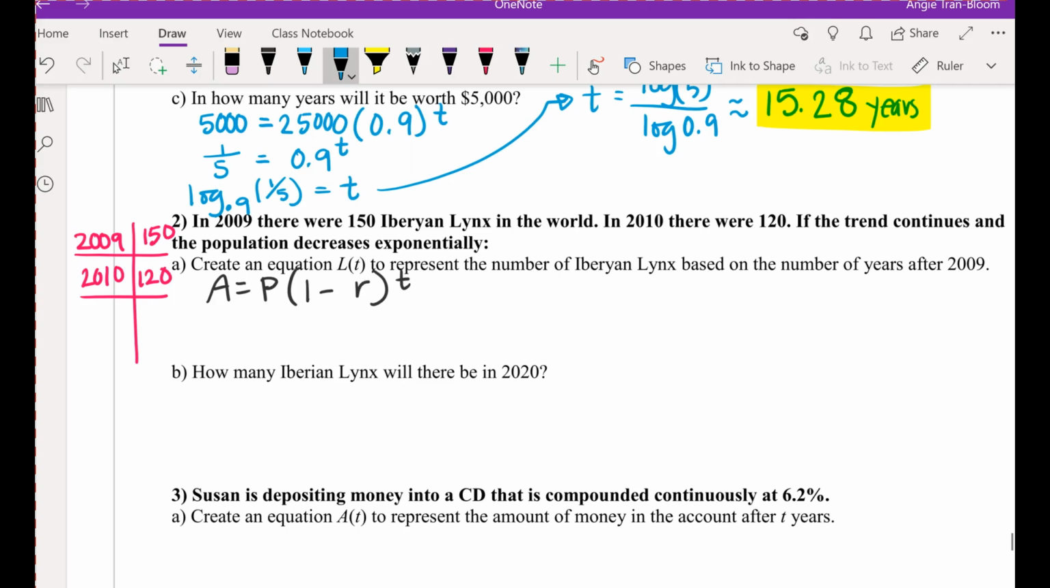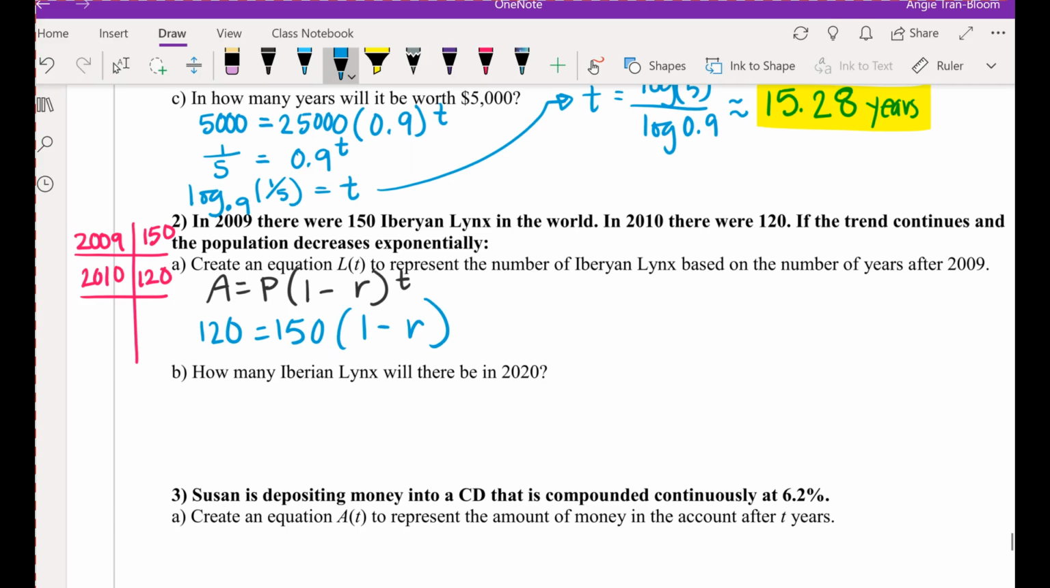Do we know the rate? No, but we can calculate it pretty easily. Over one period of 1 year, which is t equals to what? 1. What was the beginning value and an ending value? 120. That's right. So 120 equals 150 times 1 minus.